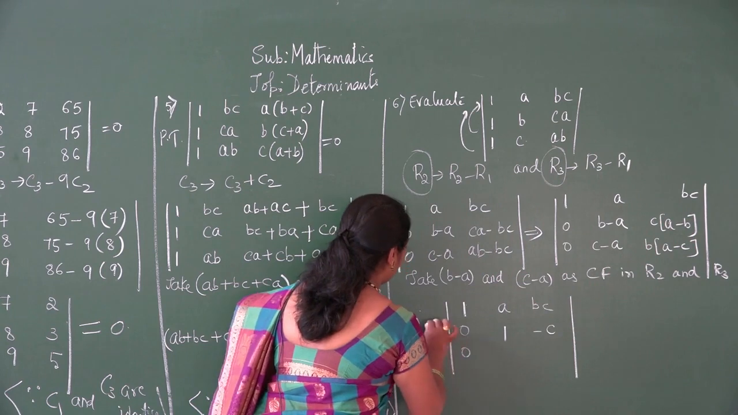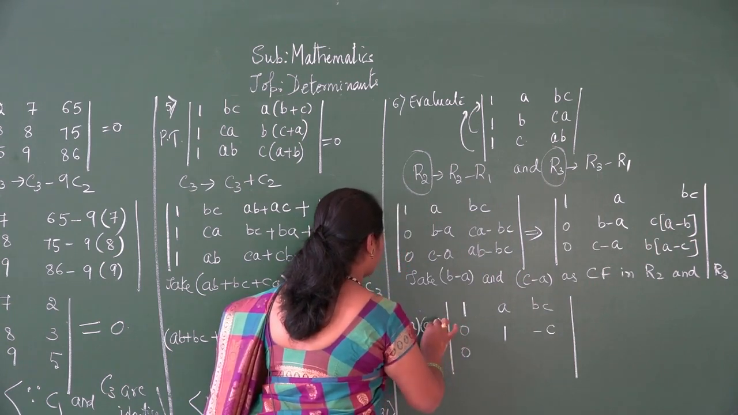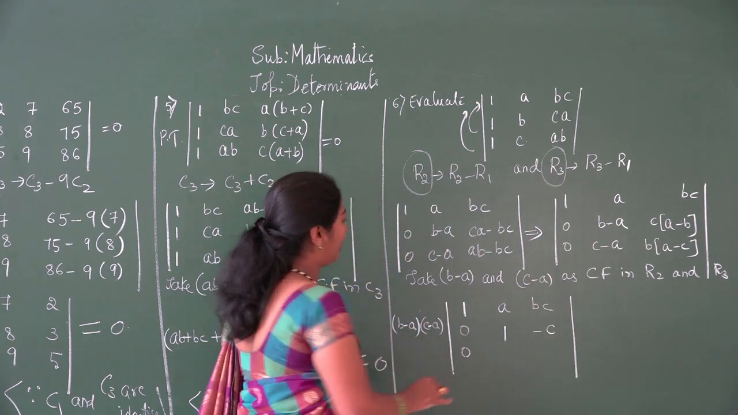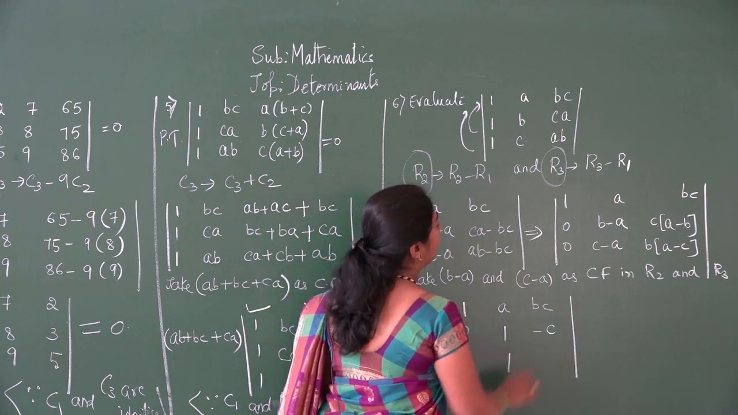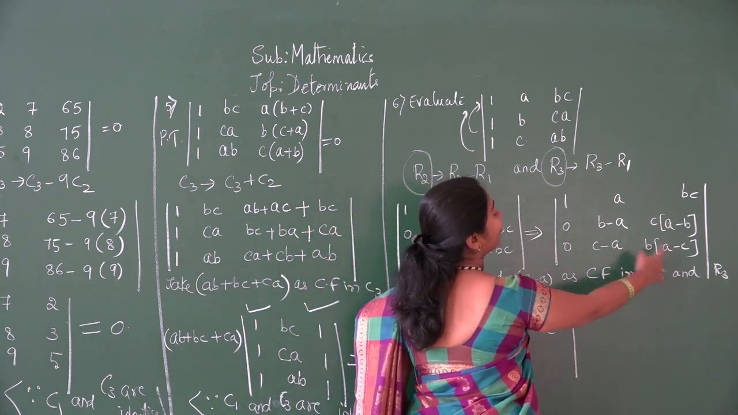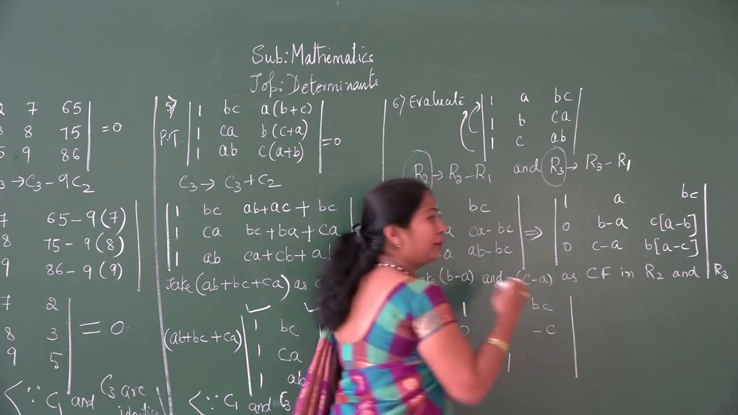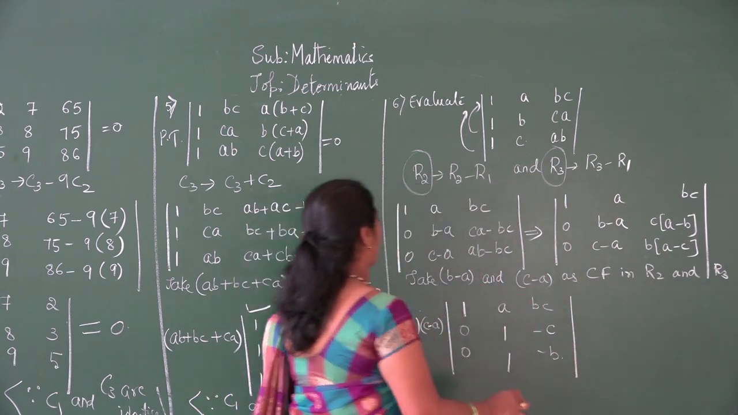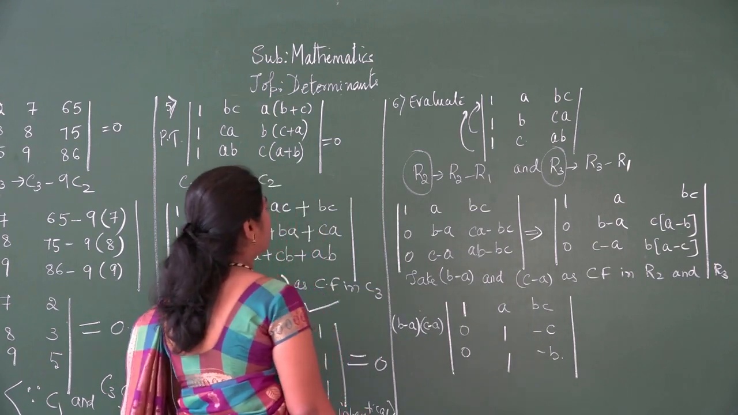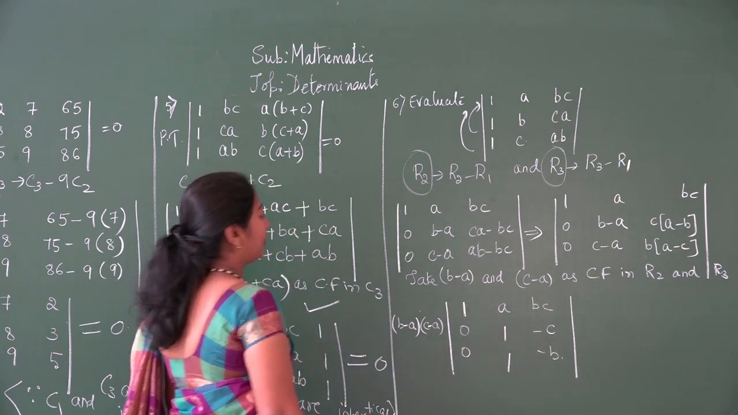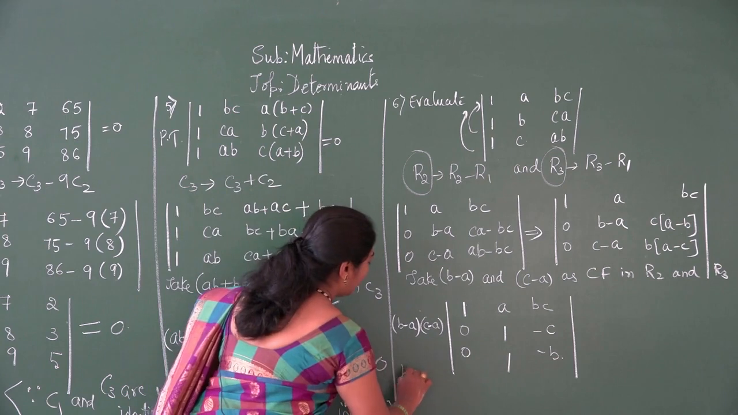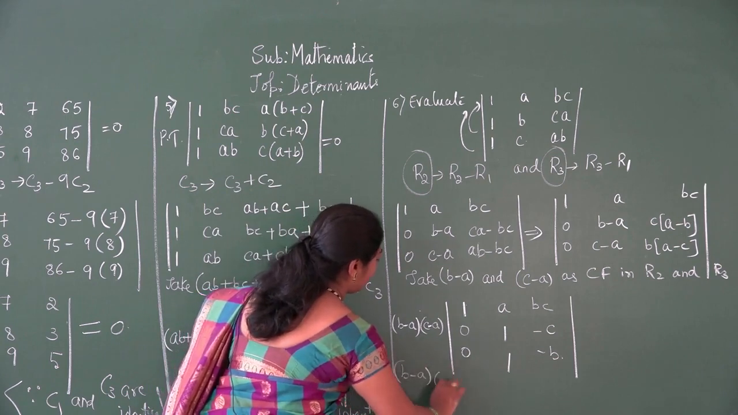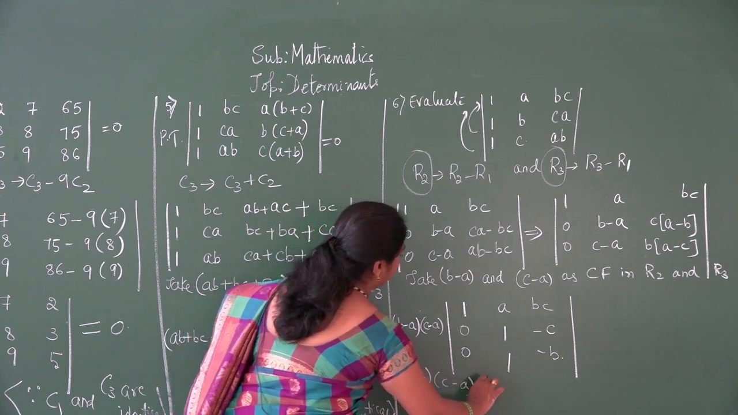Similarly, 0, C minus A is also taken as common. What is left out? It is 1 again. Instead of plus B, since I have taken C minus A as common, the term plus B becomes minus B. So, when you expand the determinant, what is left out here? B minus A, C minus A.